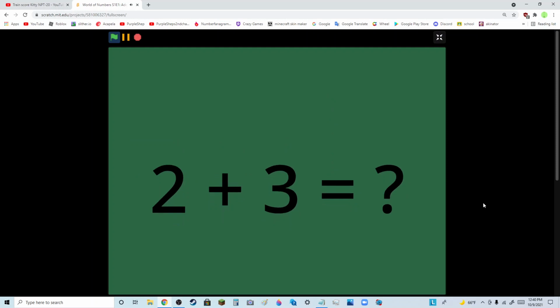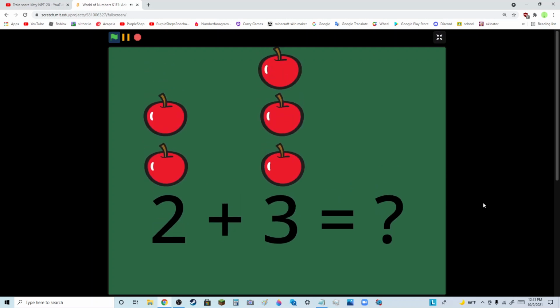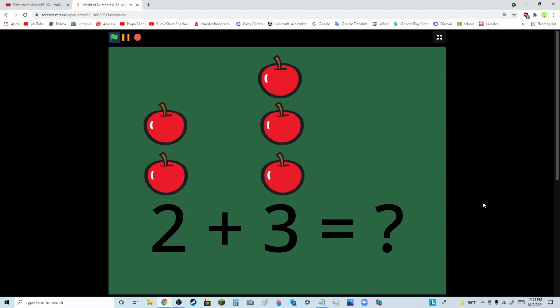Hello. If I had two apples and I bought three more from the grocery store, how many apples would I have now? Count the number of apples on the screen. Five is the correct answer.